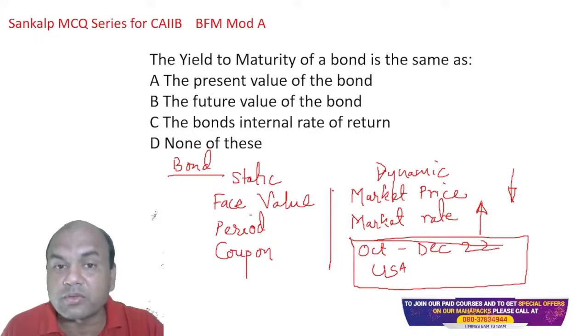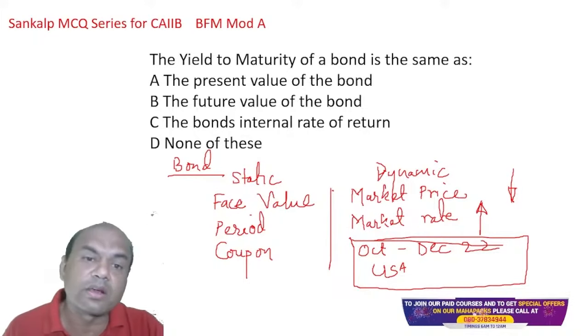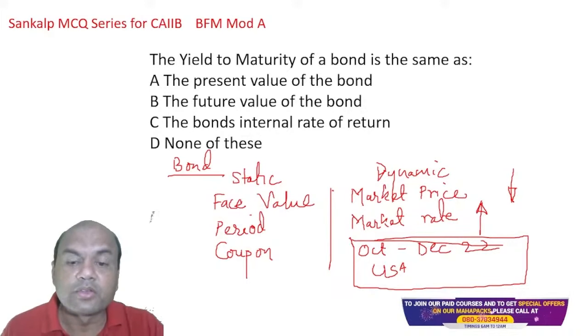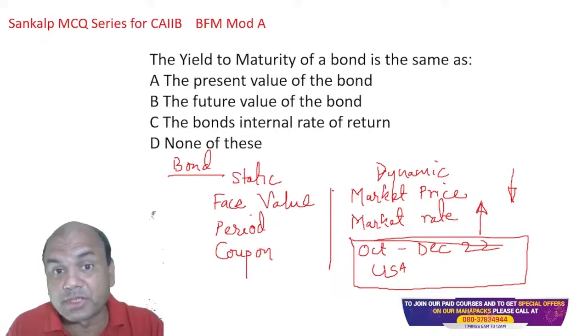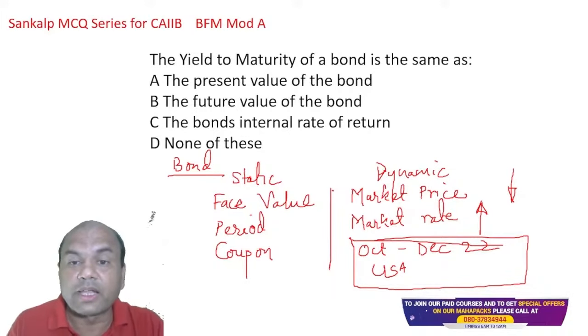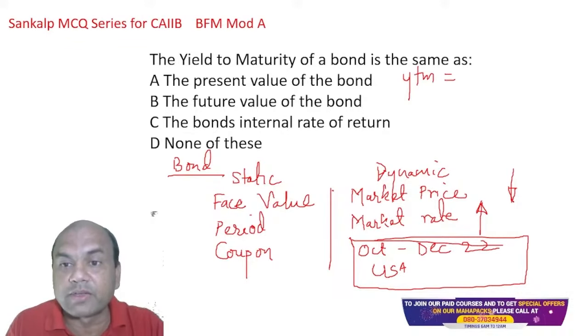Now what is the question? But your YTM, where is this YTM? YTM is nowhere over here. Where is YTM? So this YTM is called the market rate. See this, there are 4 to 5 names for this YTM. YTM will be called YTM, yield to maturity. Or the second one is the market rate, R. All of these are called R.